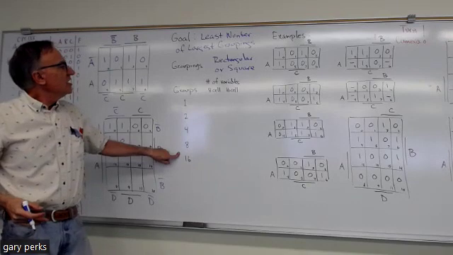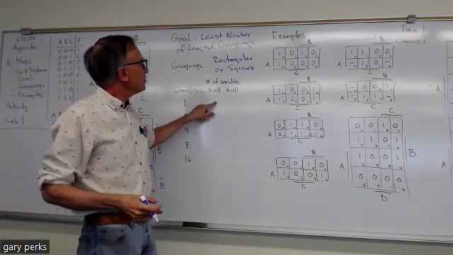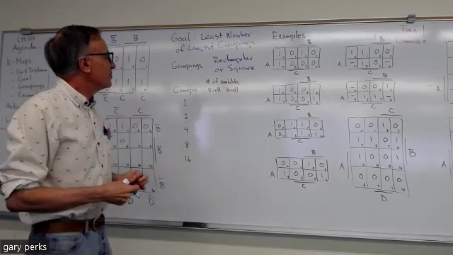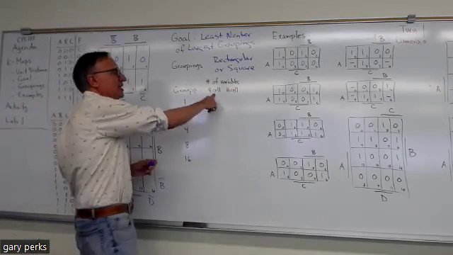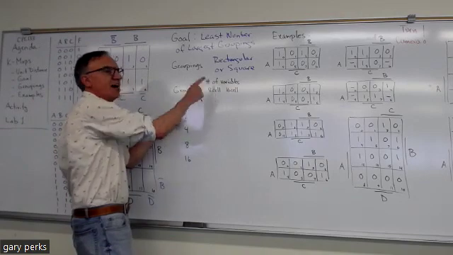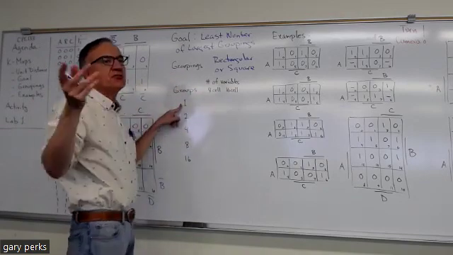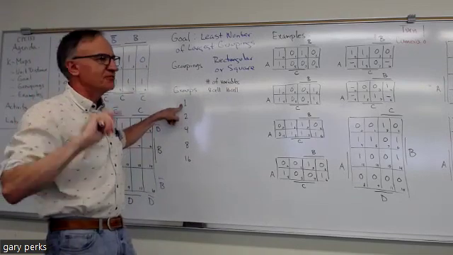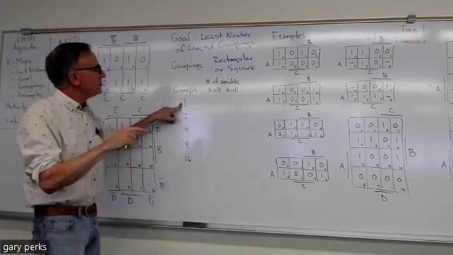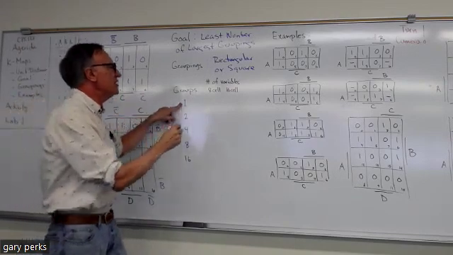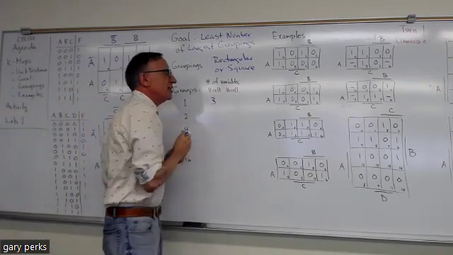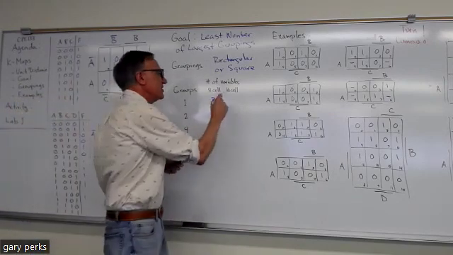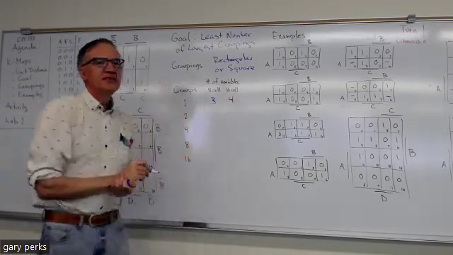Now, the number of variables that each group will give you depends on how many cells you have. You can either group 1s or 0s, and we're going to do examples of both and explain why you might want to do one or the other. But if you have just 1 grouping, that's going to give you a 3 variable term if it's an 8 cell. If it's a 16 cell, it's going to give you a 4 variable term.